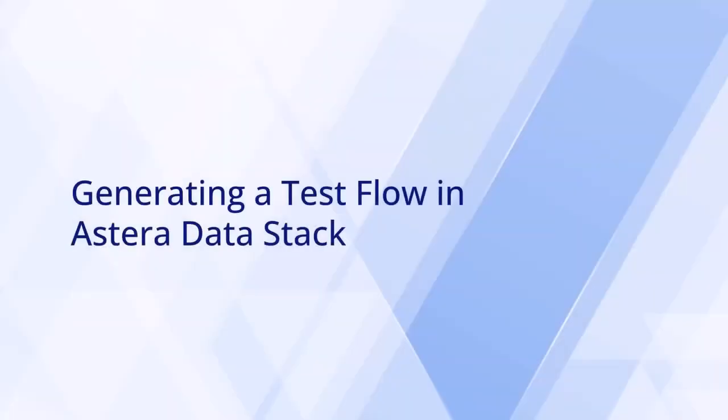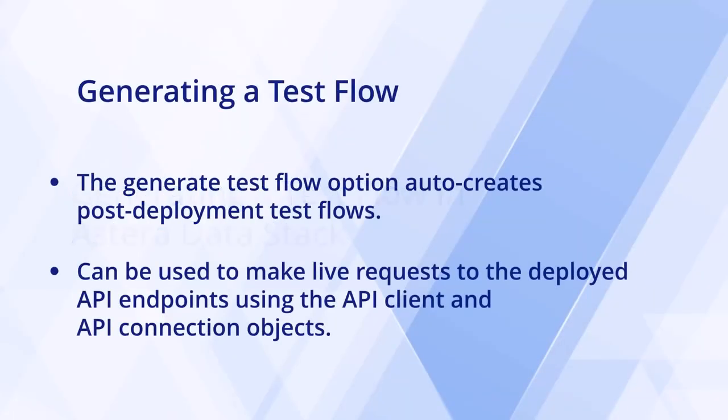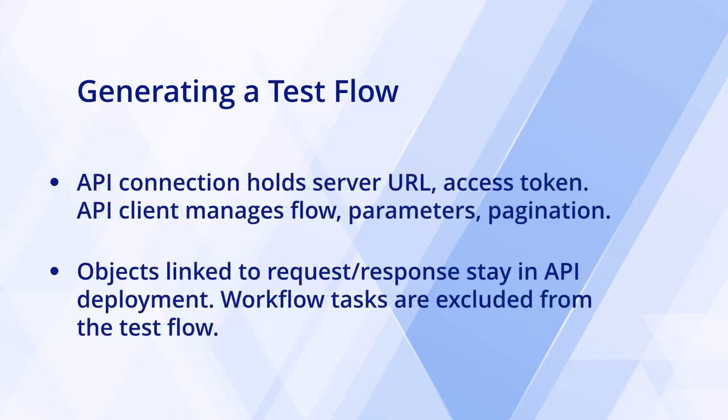Hi, in this video, we will see how a test flow can be generated in Astera. The Generate Test Flow option auto-creates post-deployment test flows. These data flows can be used to make live requests to the deployed API endpoints using the API client and API connection objects. The API connection object contains the base URL of the server, where the APIs are deployed and is configured with an access token for authentication.